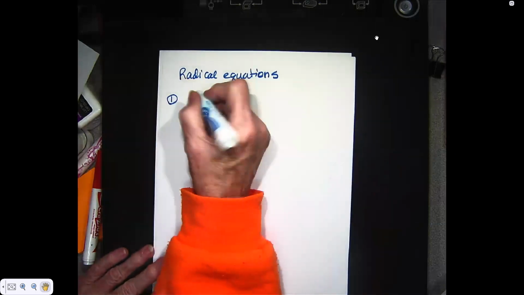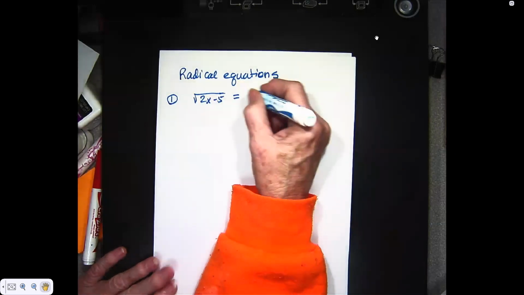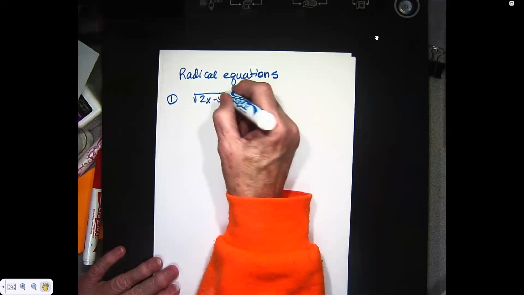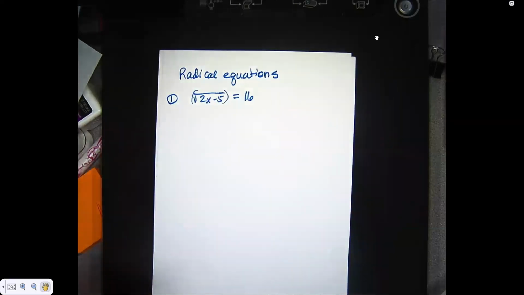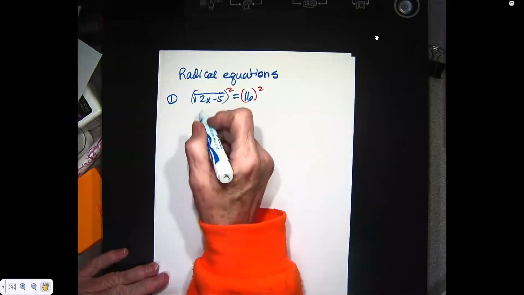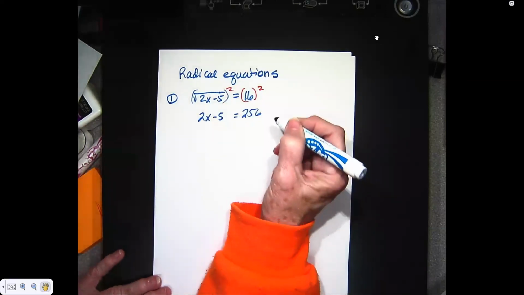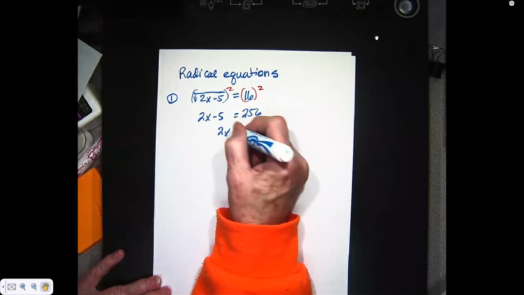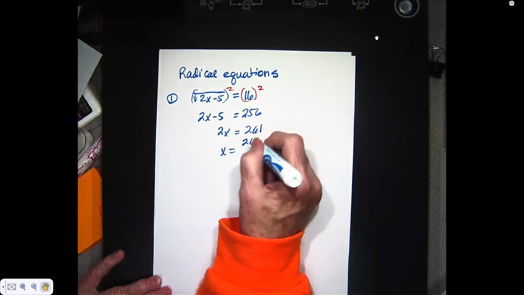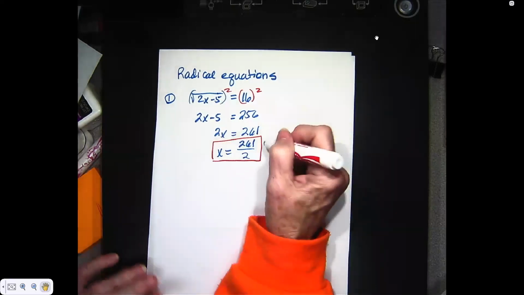So if you were to have something like the square root of 2x minus 5 is equal to 16, then you are going to square both sides. And then you would get 2x minus 5 is equal to 16 squared, which is 256. Add 5, so 2x is equal to 261. Divide by 2, and you get 261 over 2. And go back and check.